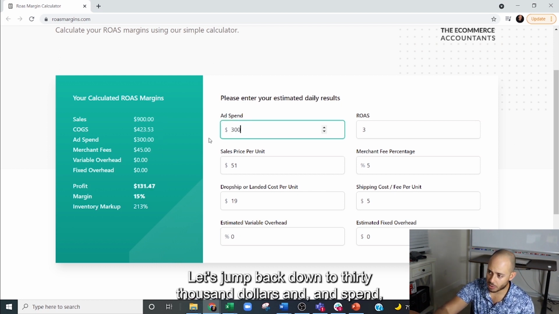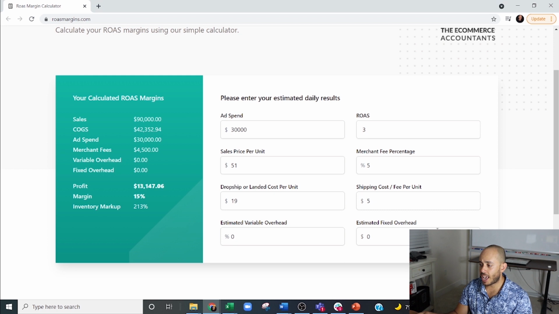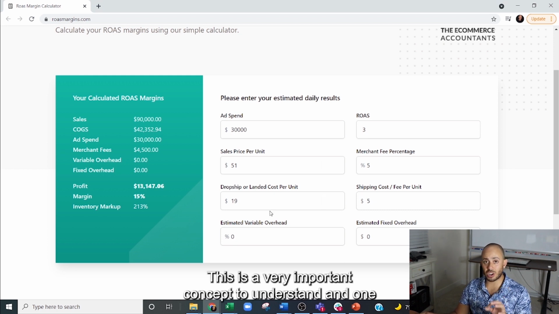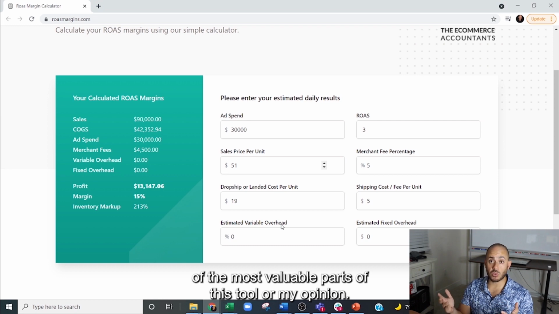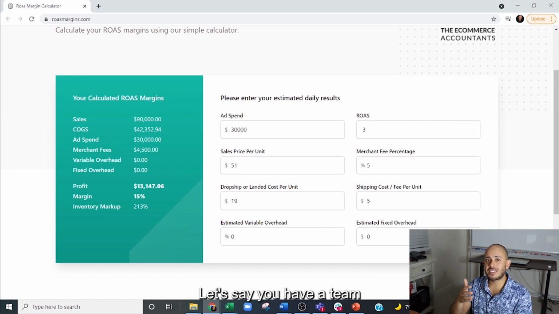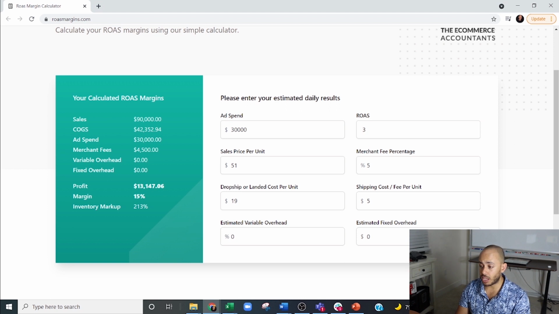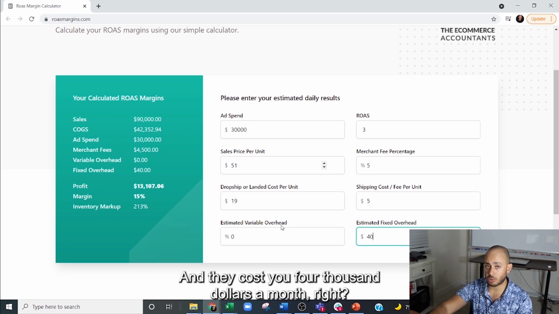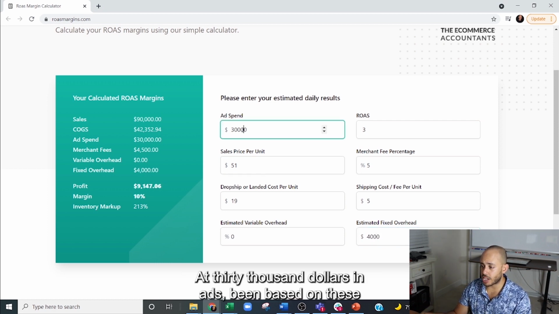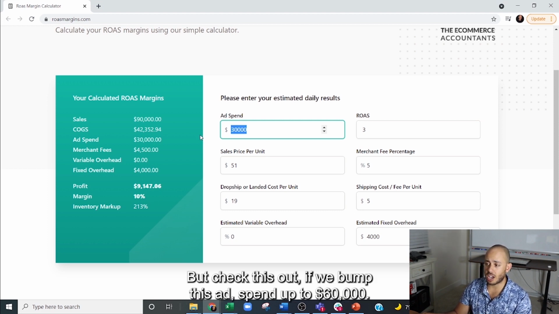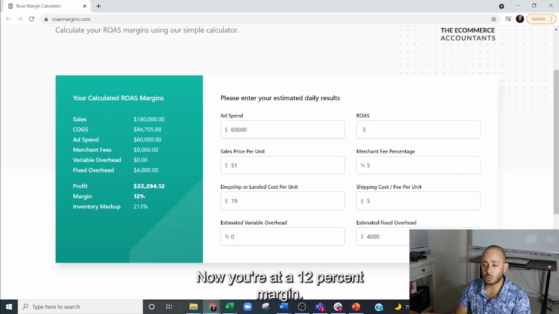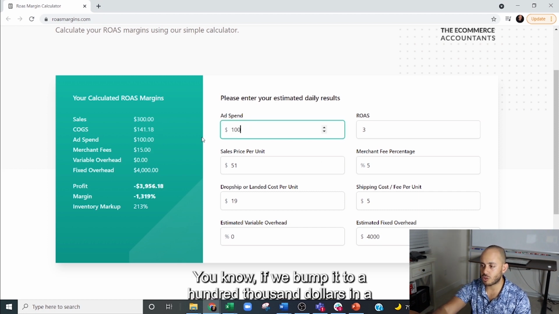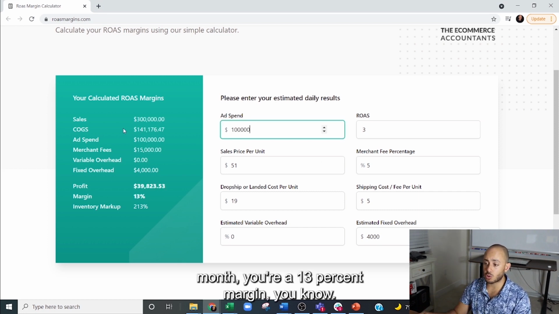Now let's jump back down to $30,000 in ad spend, and let's add some fixed overhead. This is a very important concept to understand, and one of the most valuable parts of this tool, in my opinion. Let's say you have a team of VAs, right? And they cost you $4,000 a month. At $30,000 in ad spend, based on these parameters, you're at a 10% margin, which may not seem so great. But check this out. If we bump this ad spend up to $60,000, now you're at a 12% margin. If we bump it to $100,000 in a month, you're at a 13% margin.